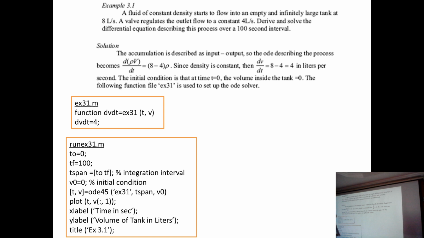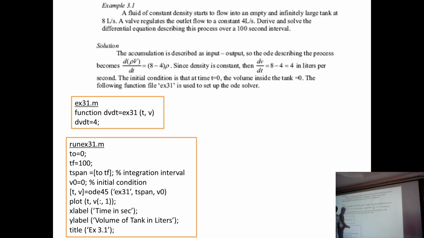So I am calling the ODE function. What is the syntax for the ODE function? Independent variable, dependent variable, ODE function, single-quoted file name, T-span. T-span means interval span. What is given? A 100-second interval span.